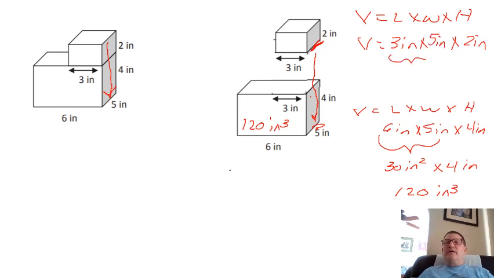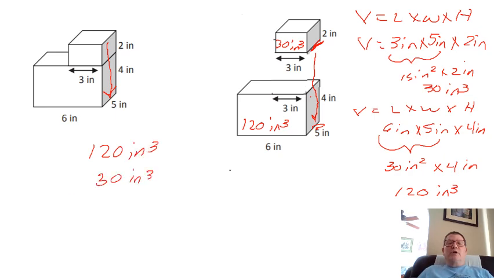So now I can go ahead and find the volume for that prism. That's going to be 15 inches squared times 2 inches, which gives us 30 inches cubed. So this one's 30 inches cubed. So when we add them together, we have 120 inches cubed and 30 inches cubed. We know the total volume of this structure is 150 inches cubed.